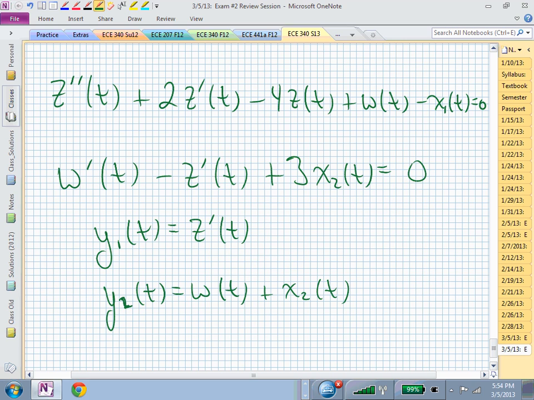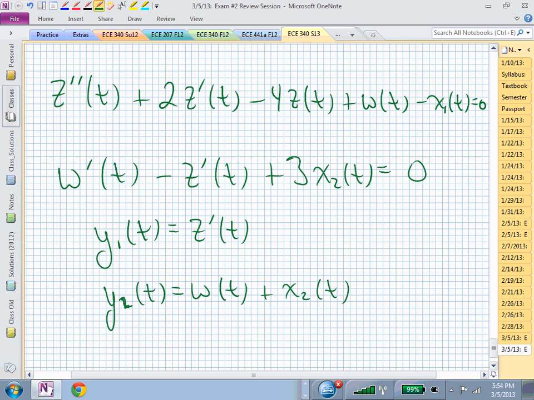Here you have a second order coupled differential equation and a first order. And they're coupled to each other. So really you have a second order and a first order. This second order effectively is two first orders. And you have that w prime, another first order. So you should be expecting a third order system.